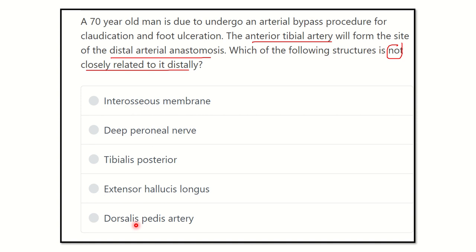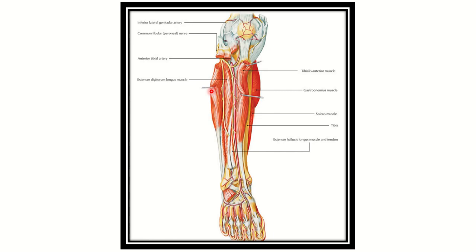So first of all, we have to find the anterior tibial artery and the distal part of the anterior tibial artery and their different structures. Here, this red structure is the anterior tibial artery, and distally to it the different structures are present. Here we can see a nerve very close to the anterior tibial artery, which is the deep peroneal nerve. So the deep peroneal nerve is closely related to the anterior tibial artery.